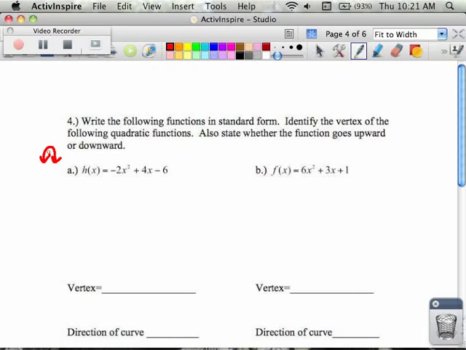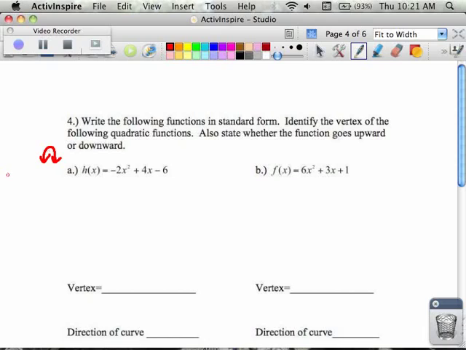What else is different about 4A besides opening down? Joe? Well, it has a value other than 1, which is greater. It's a 2, not a 1. So that's going to cause us to do something else. Our process still starts the same. So let's try it still.